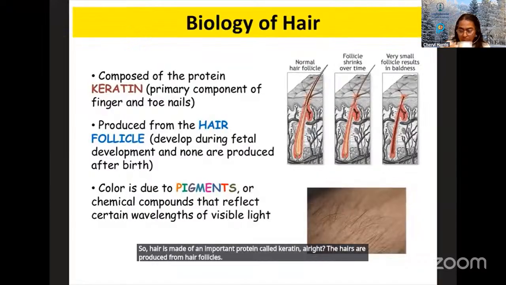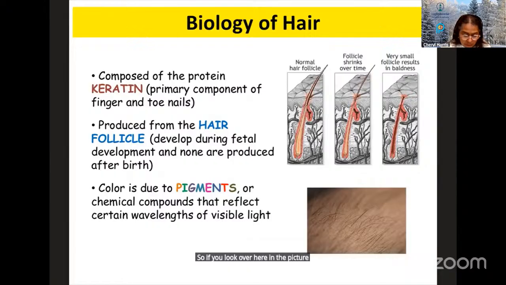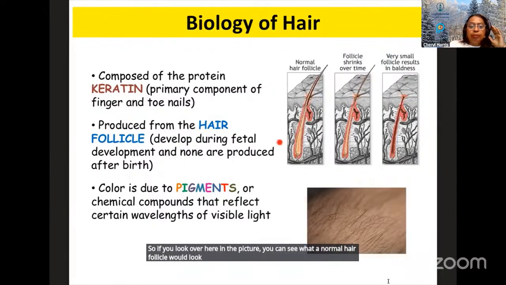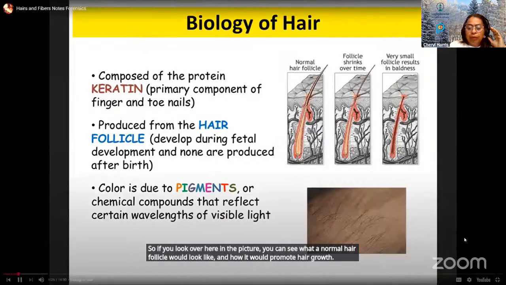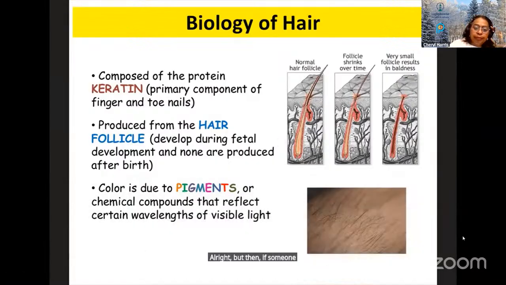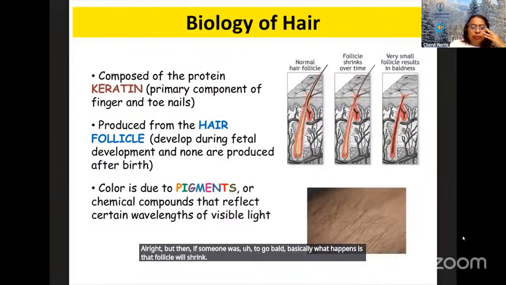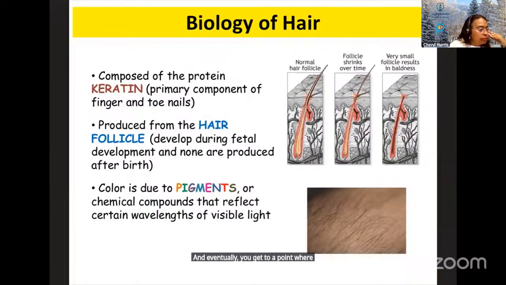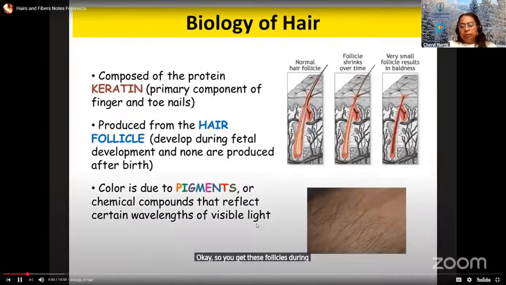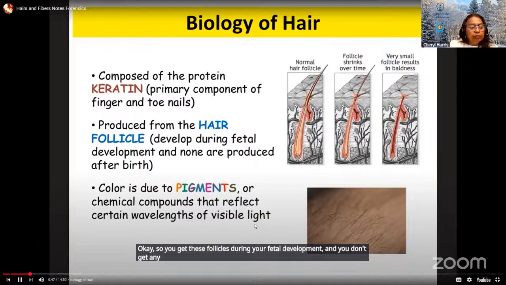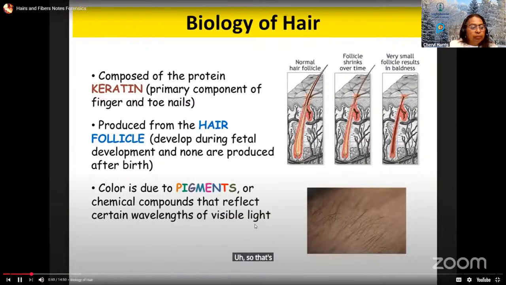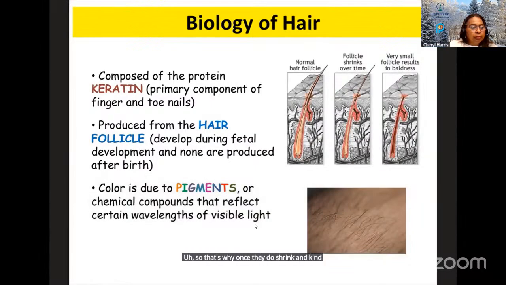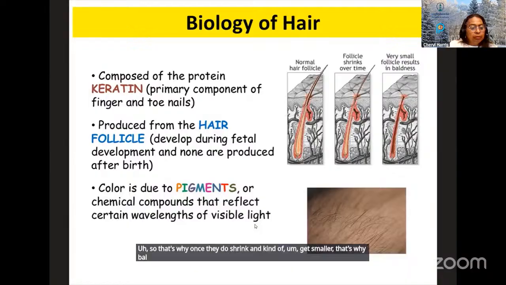So if you look over here in the picture, you can see what a normal hair follicle would look like and how it would promote hair growth. All right, but then if someone was to go bald, basically what happens is that follicle will shrink, and eventually you get to a point where the follicle is so small that no hair actually grows. Okay, so you get these follicles during your fetal development, and you don't get any more after birth.